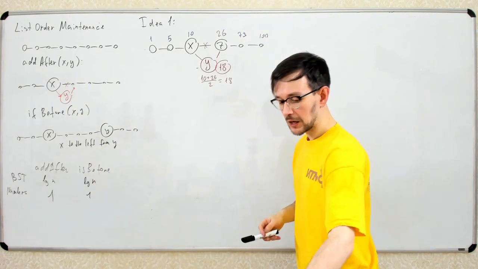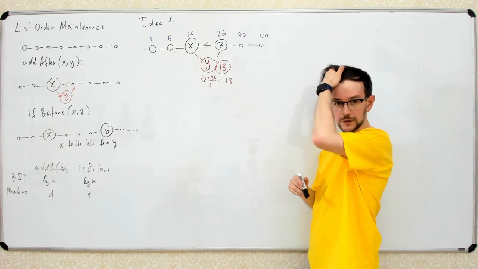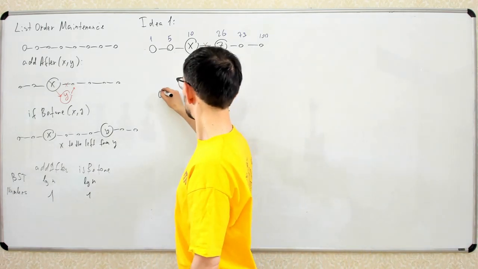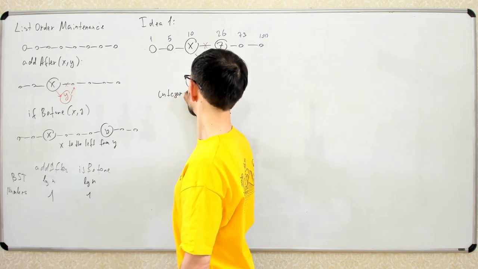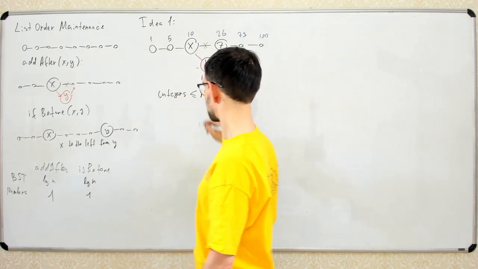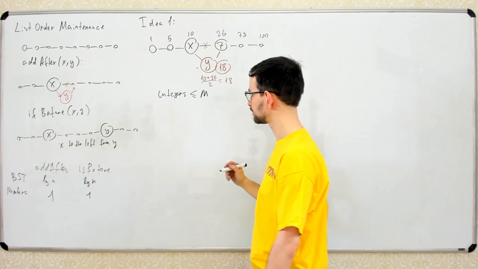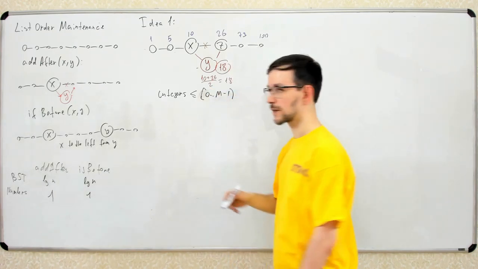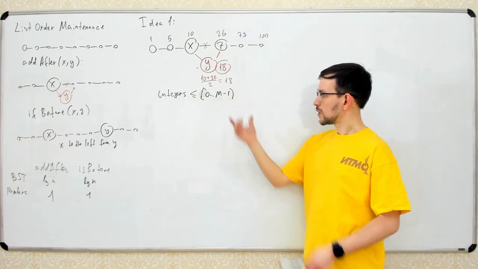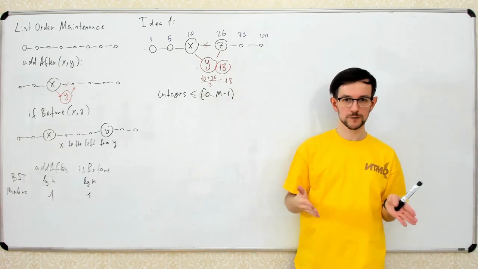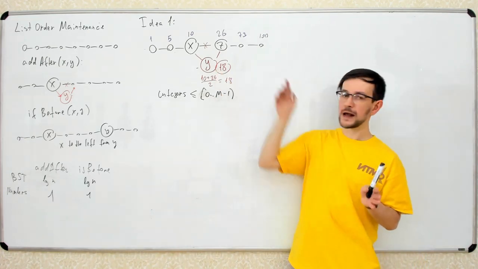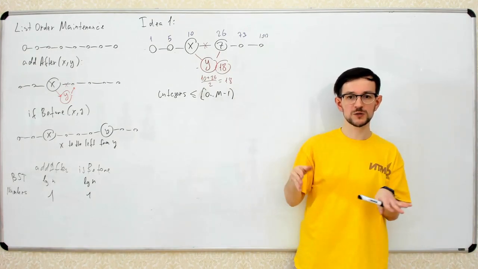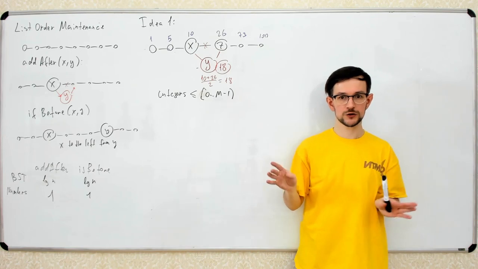But let's see. If we can use integers up to m. So if we use integers up to m. No, let's see, from 0 to m minus 1, like this. So if we have some range of integers we can use, how many elements can we have in our data structure to guarantee that it's always possible to pick the correct integer?